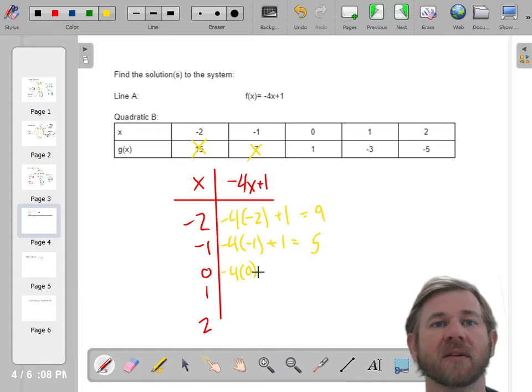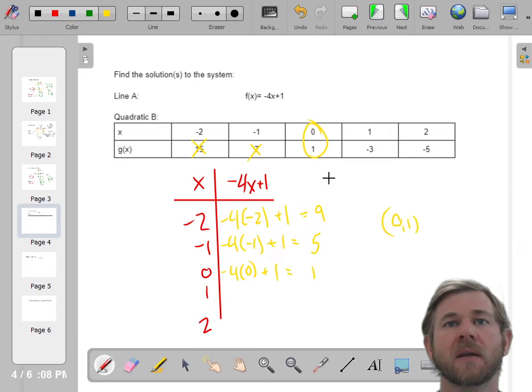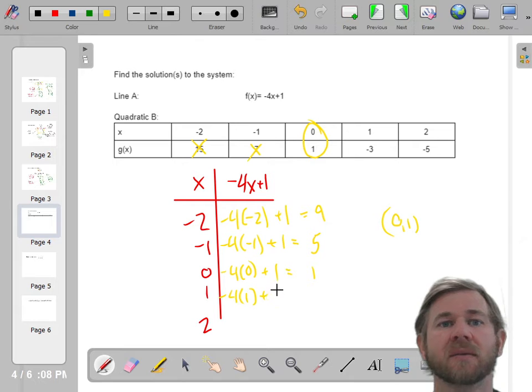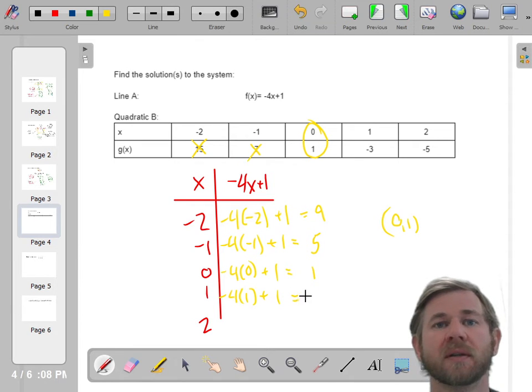Negative 4 times 0 plus 1. 0 plus 1 is 1. Hey, that's 1. So 0, comma 1 is a solution. Negative... that's also a solution. Sweet.